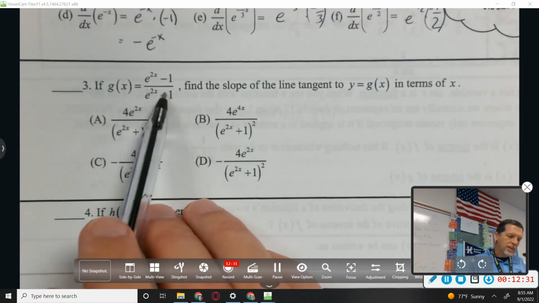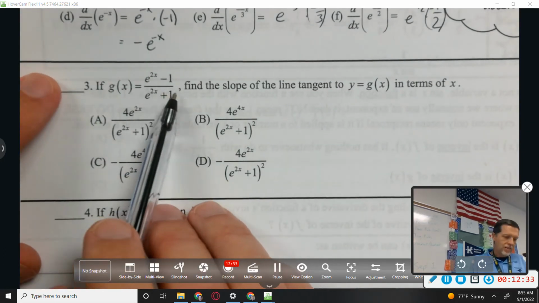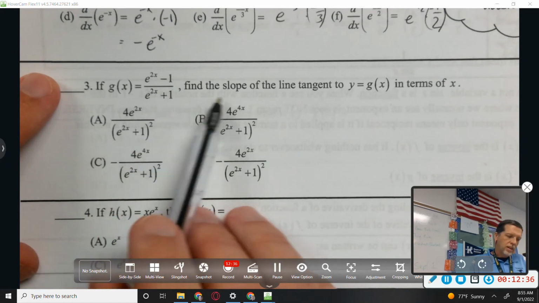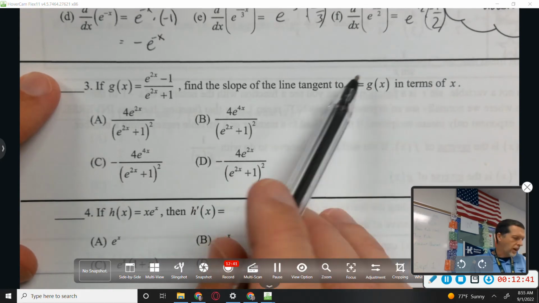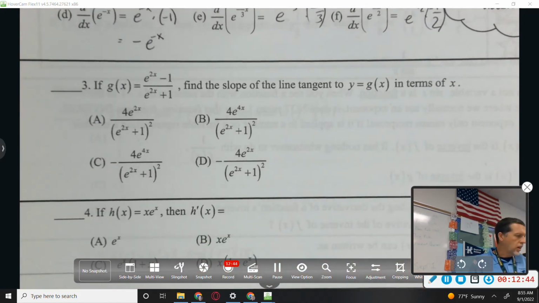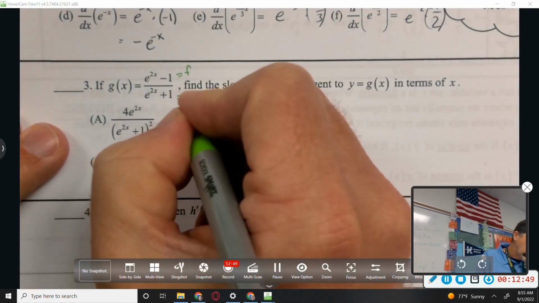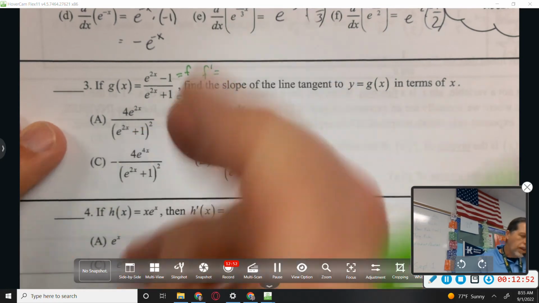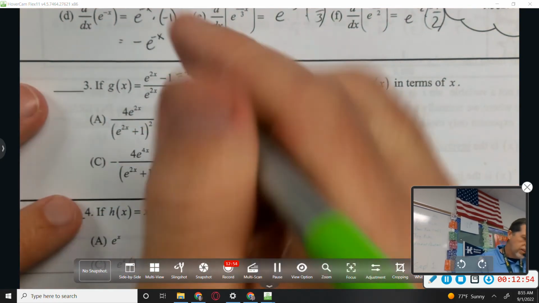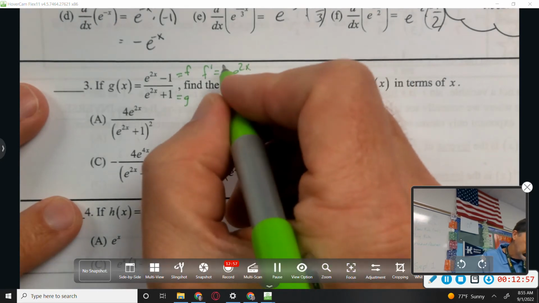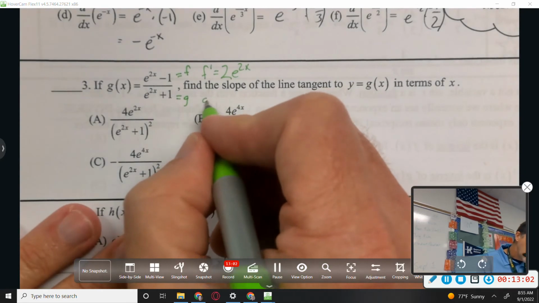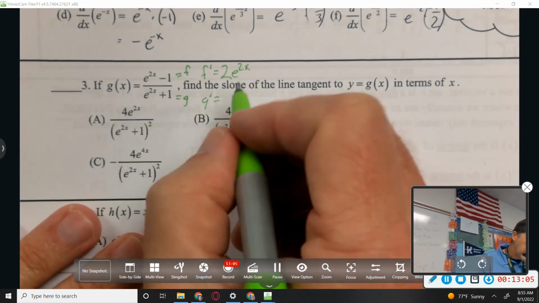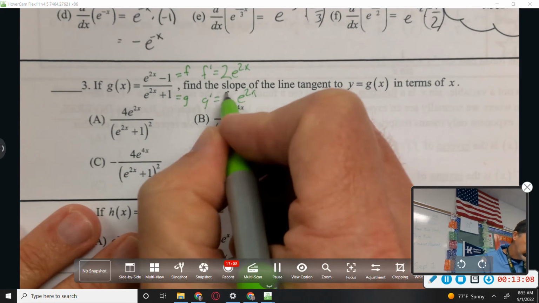And then we start mixing it in with other things. So this looks like a quotient rule about to happen. Find the slope of the line tangent to, okay, so that's the derivative in terms of x. So this is another one of those f and g problems. The top will be f, the bottom will be g. F prime then is e to the 2x times 2, and I'm just going to put the 2 in front because it looks better there. G prime is the same thing, e to the 2x times 2.